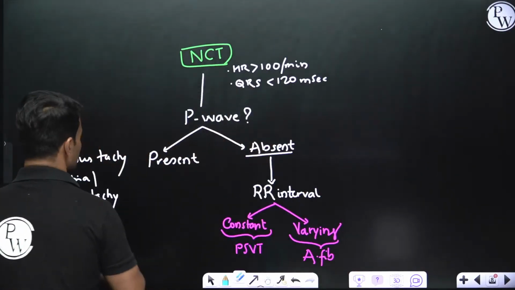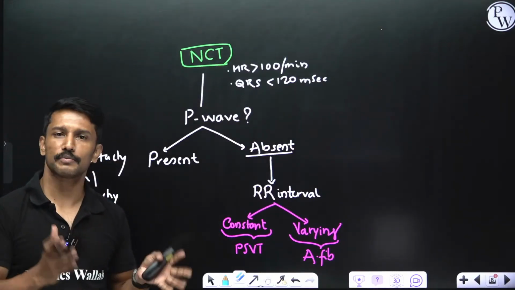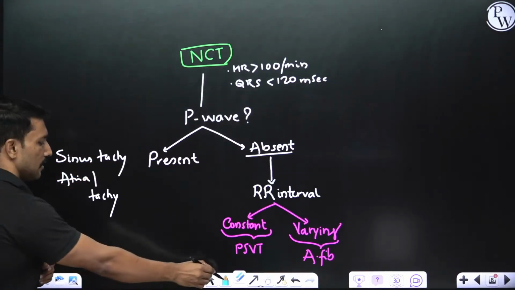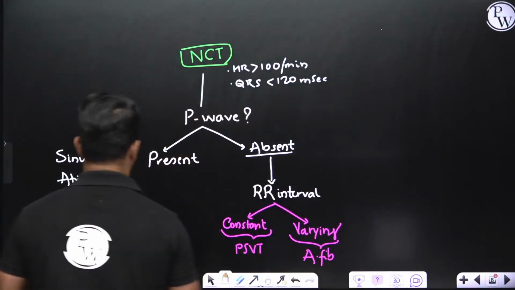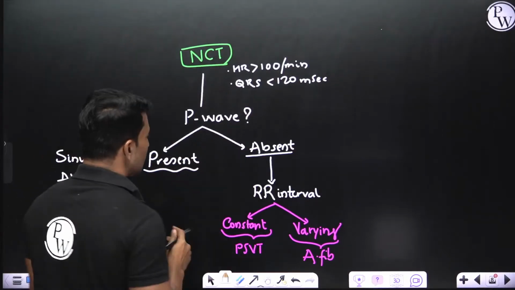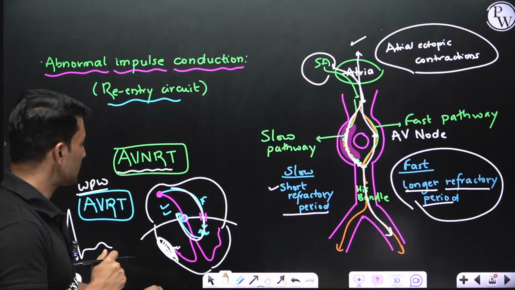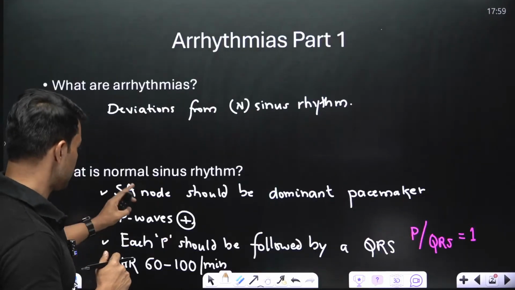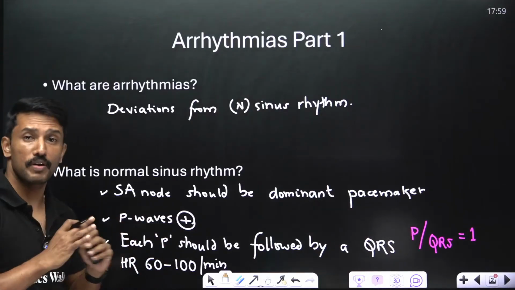Now coming to this side, if P waves are there, complexes are narrow, heart rate is more than 100, and P waves are also there, then I have sinus tachycardia and atrial tachycardia. So how will I differentiate between these? We have already learned what is sinus rhythm. Remember, sinus rhythm is where the SA node is the dominant pacemaker, and if SA node is the dominant pacemaker, it is sending a wave of depolarization to atria, so there should be P waves present.